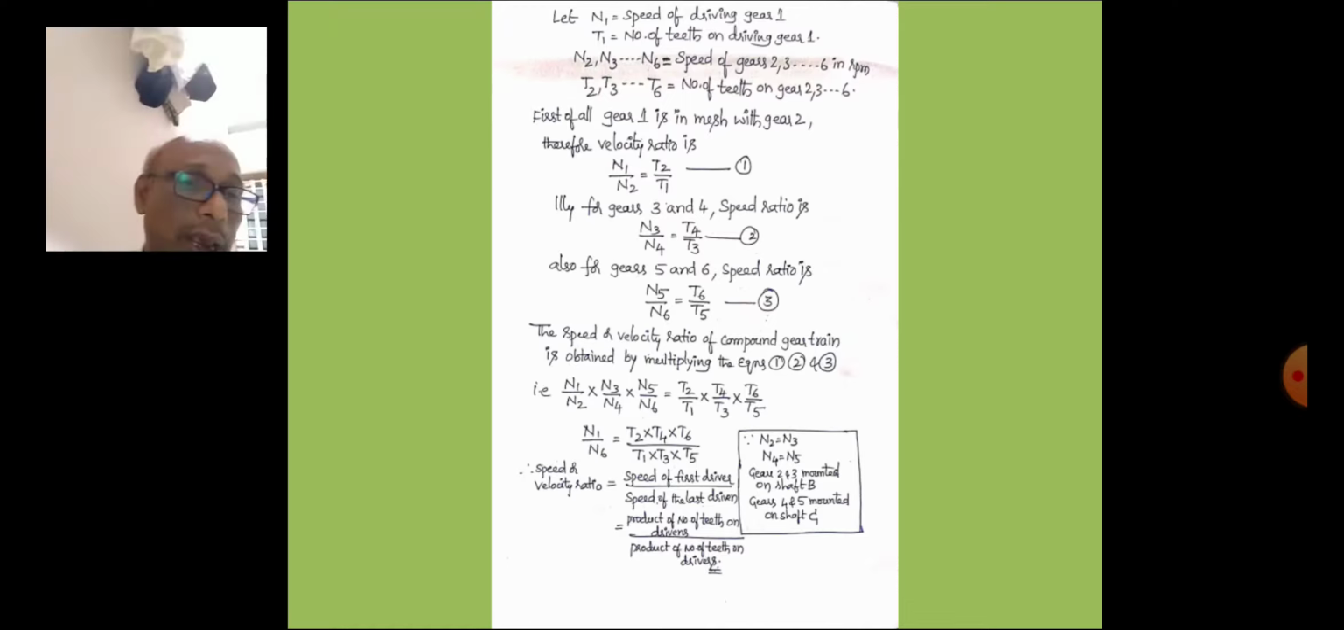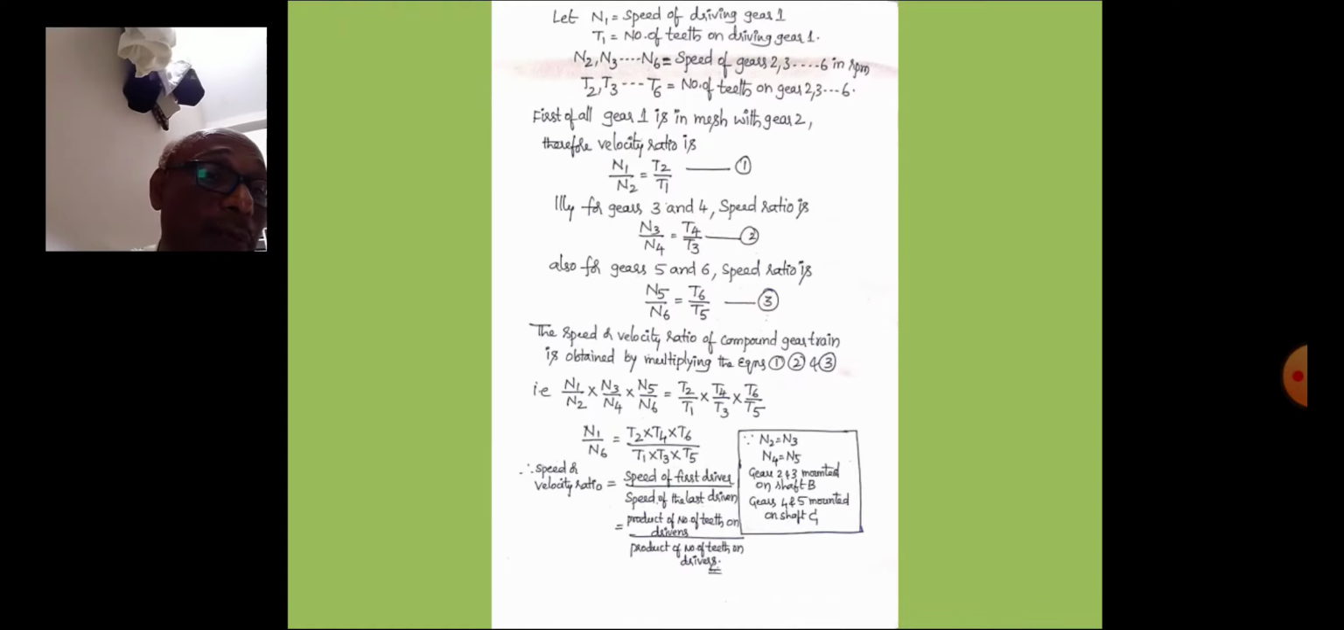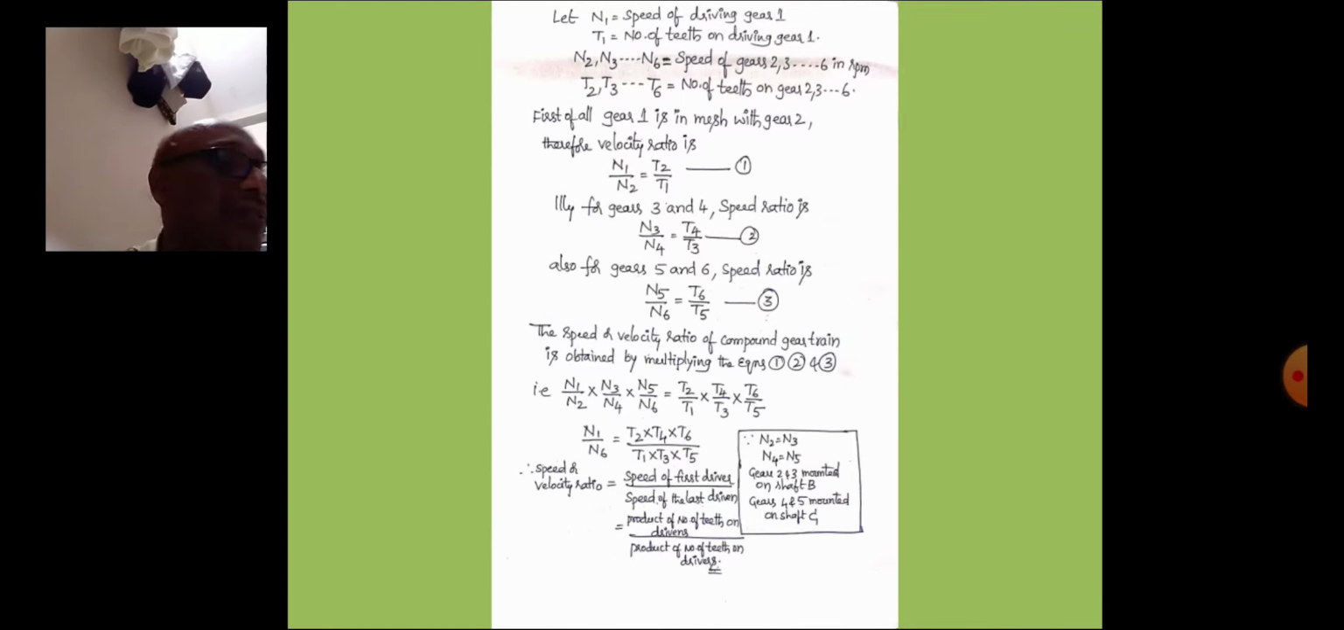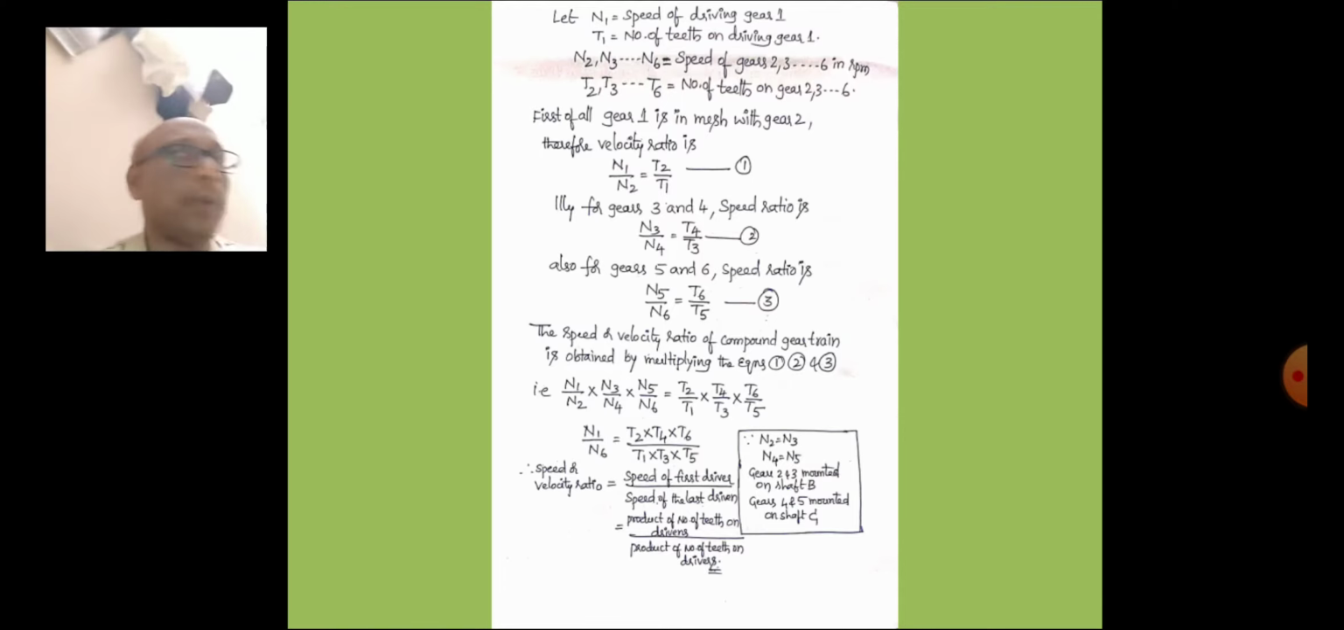Now, here N2 is equal to N3 because gear 2 and gear 3 are compound gears and both are mounted on the same shaft. So the speed of gear 2 will be the same as gear 3, therefore N2 is equal to N3. So these two get cancelled. Similarly, the speeds of gear 4 and gear 5 are the same, because gear 4 and gear 5 are compound gears mounted on the same shaft. Therefore, the speed of gear 4 will be equal to gear 5. So N4 is equal to N5.